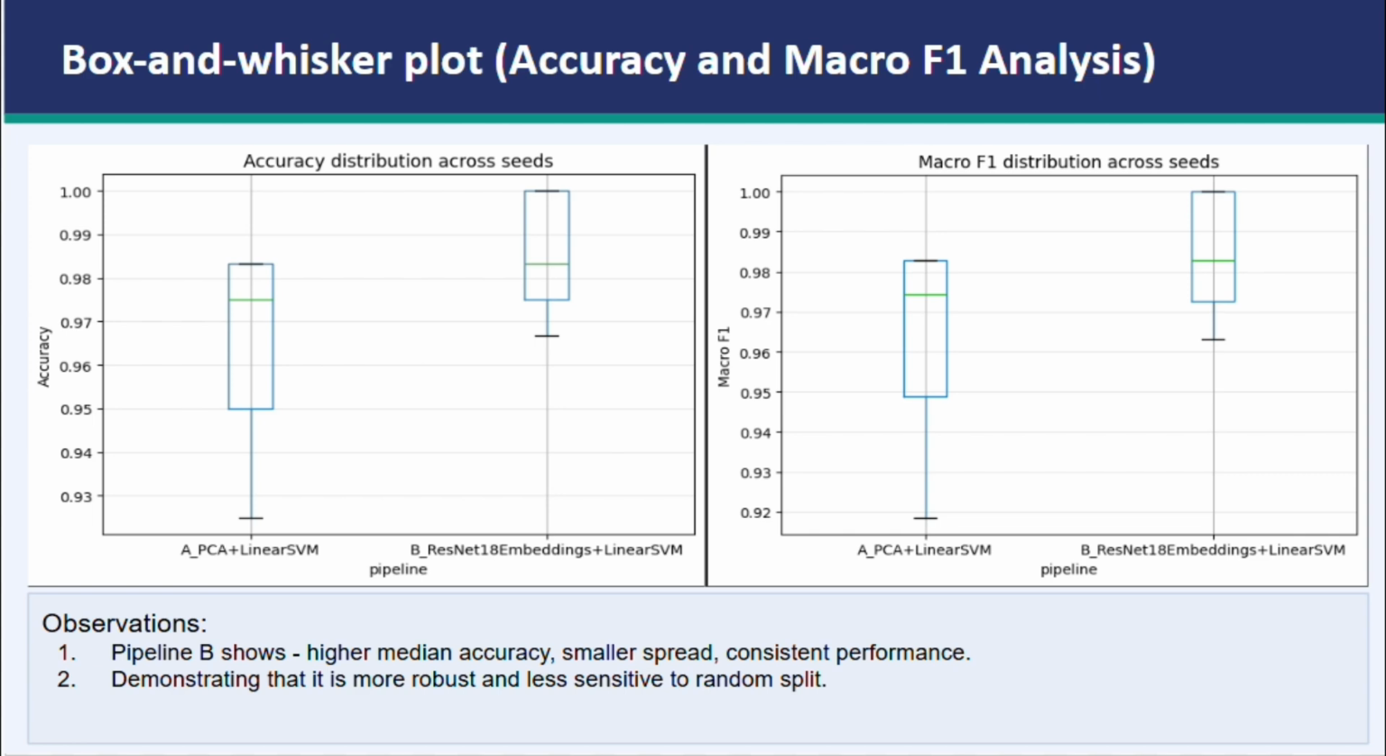Okay, next we'll move on to our box and whisker plot to analyze our results. As you can see, our pipeline B shows a higher median accuracy and a smaller spread, which proves to have consistent performance. It also demonstrates that it's more robust and less sensitive to random splits.